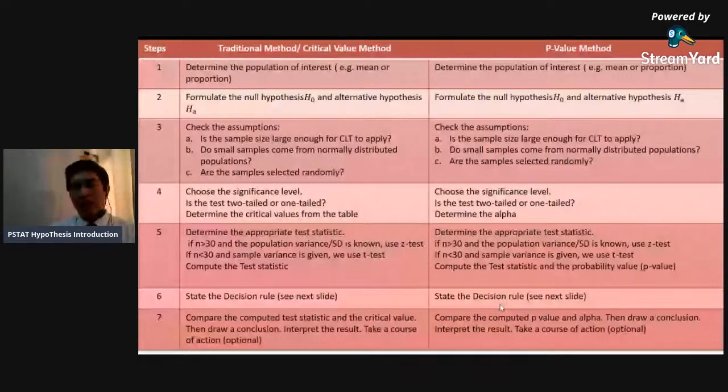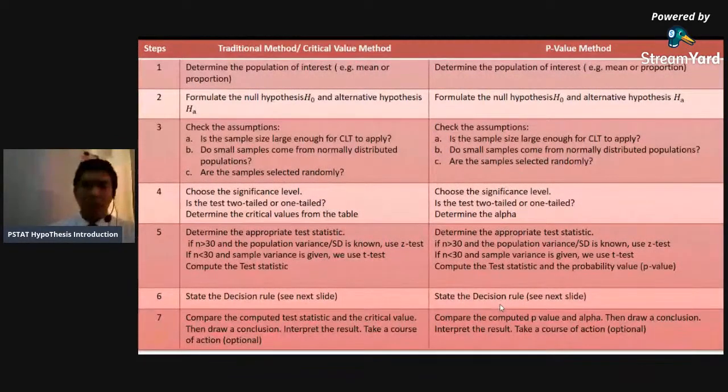Number five, determine the appropriate test statistic. If n is greater than or equal to 30 and the population variance is given, use the z-test. If n is less than 30 and the sample variance is given, we use the t-test. Then compute the test statistic, and for the p-value method, compute the test statistic and the p-value or the probability.